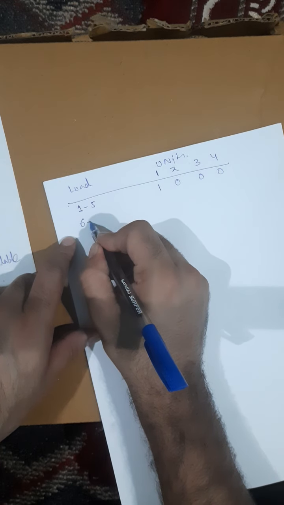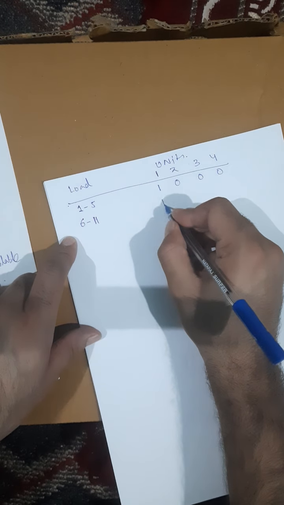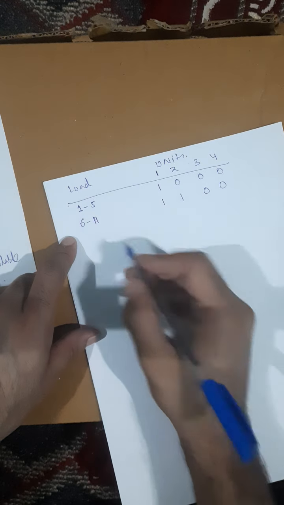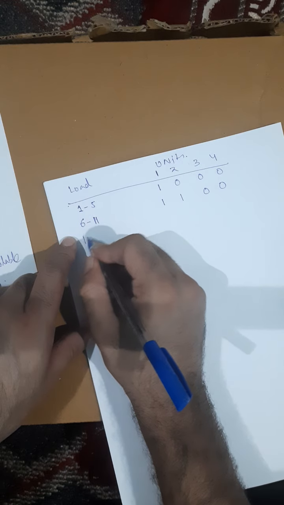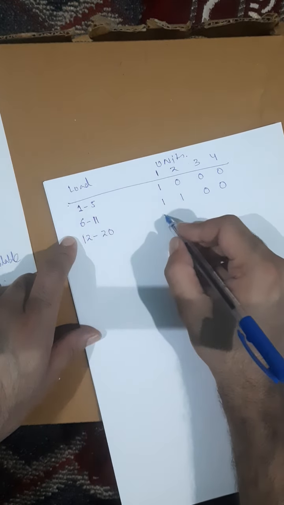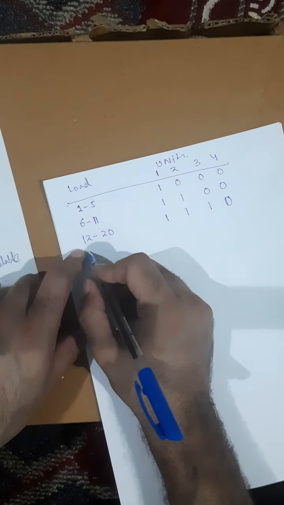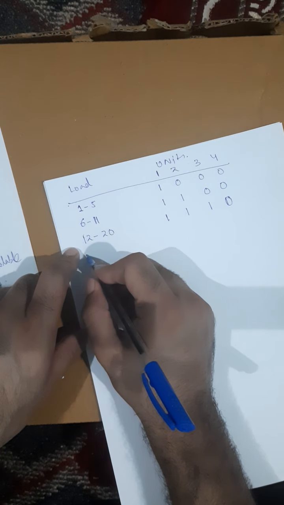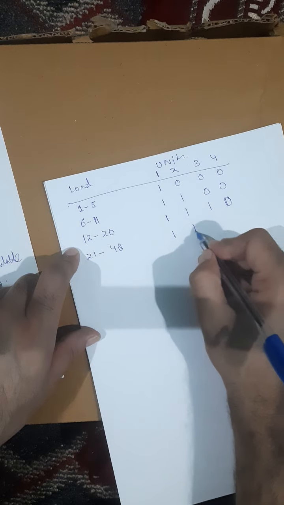So from 6 to 11 megawatt, units 1 and 2 are on, the rest 2 are off. Suppose then after 11, we have 12 to 20 megawatt. We will turn on the third unit as well. Sorry, the fourth is off. And if the load goes beyond 20, from 21 to 48, then we will turn on all the units.